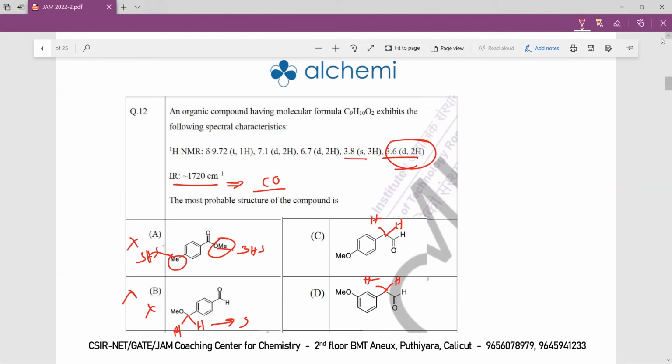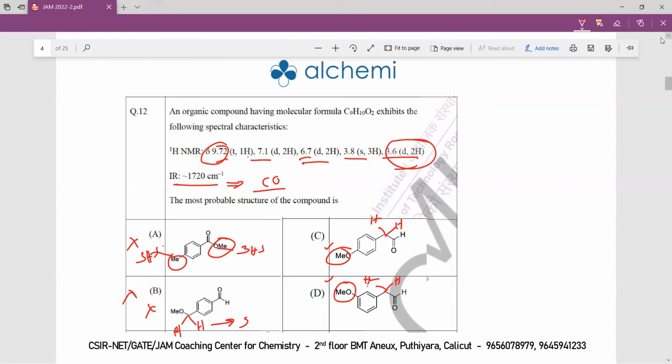Now 3.8, 3 hydrogen singlet is a peak for OMe. In both options, you can see these peaks. 6.7, 2 hydrogen doublet is from the aromatic region. 9.7, 1 hydrogen triplet is a peak for the aldehyde, and in both options we have aldehydes. If you look at the aromatic region, you can see only 2 peaks present.